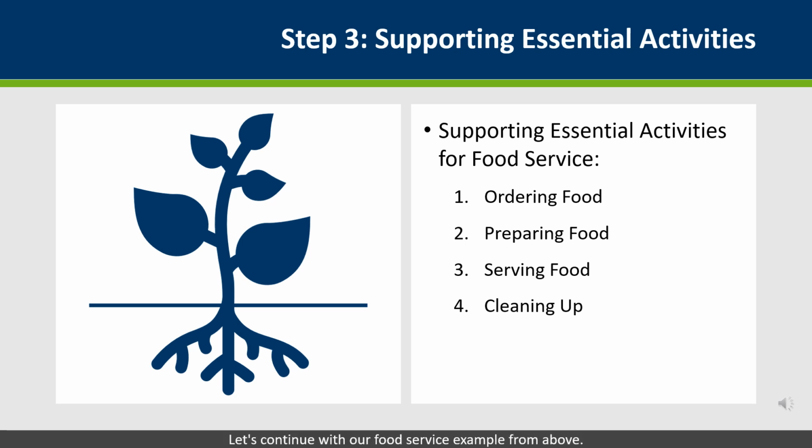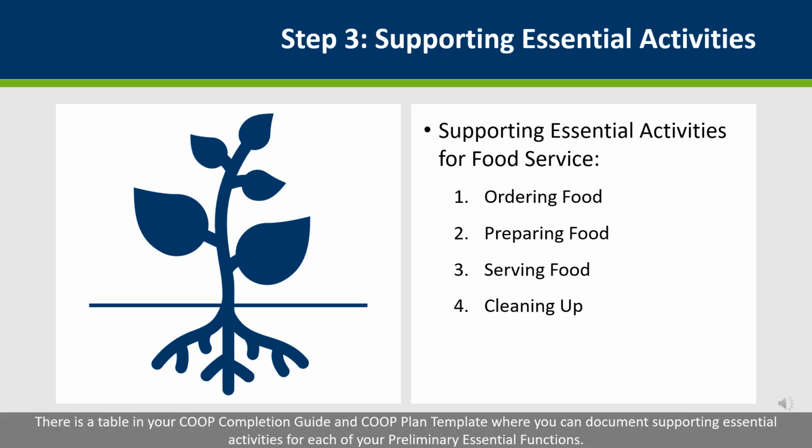Let's continue with our food service example from above. I have identified 4 supporting essential activities for food service: ordering food, preparing food, serving food, and cleaning up in this example. Food service personnel may have additional activities to add. There is a table in your COOP completion guide and COOP plan template where you can document supporting essential activities for each of your preliminary essential functions.